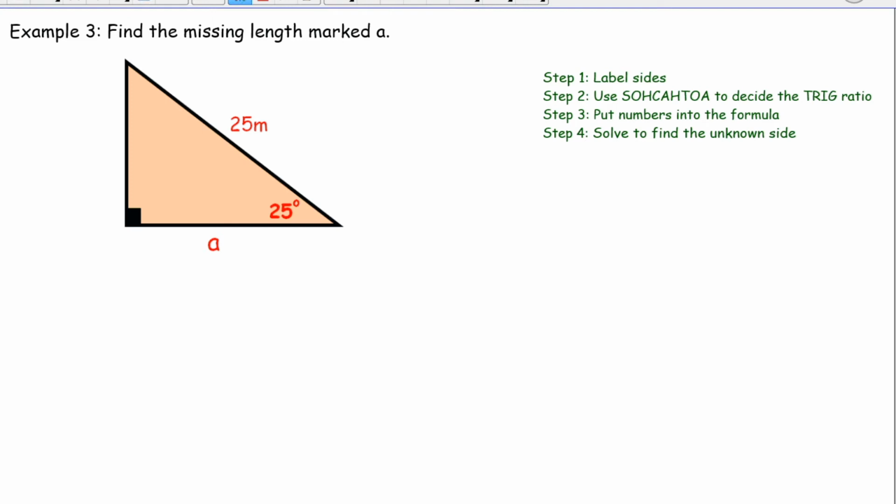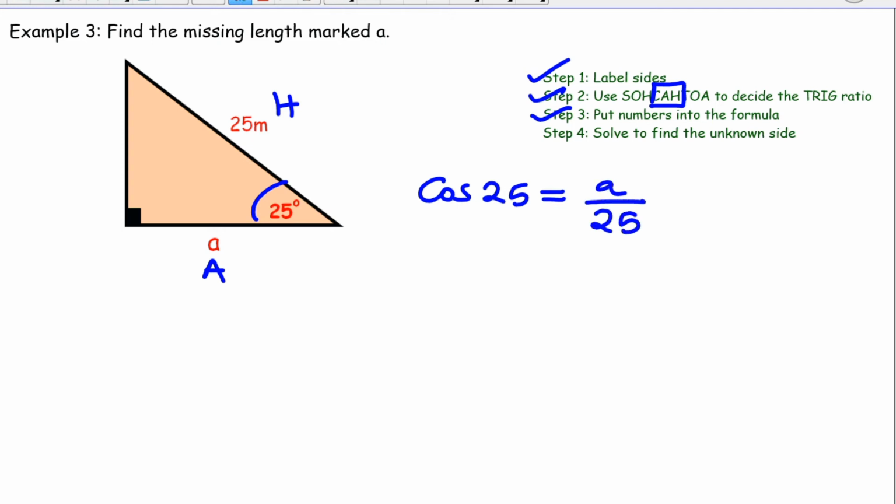Example 3. Start by labeling the sides. Okay, so this is our angle here. This will be the adjacent. That will be the hypotenuse, which means we are going to use cosine because we have adjacent and hypotenuse. Now, cosine of 25 will be equal to A over 25.